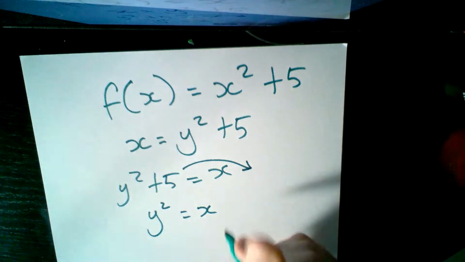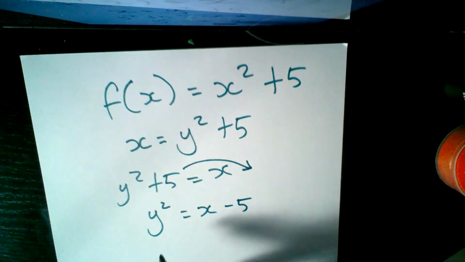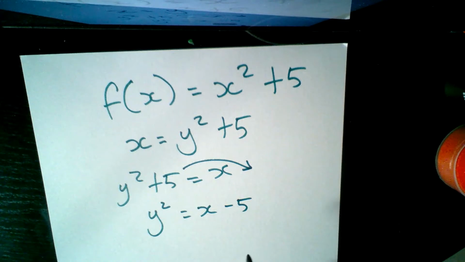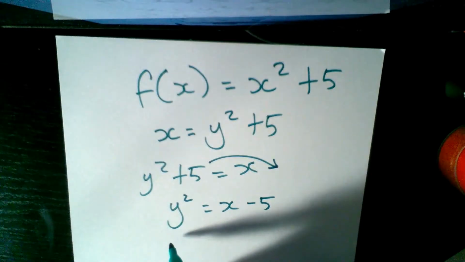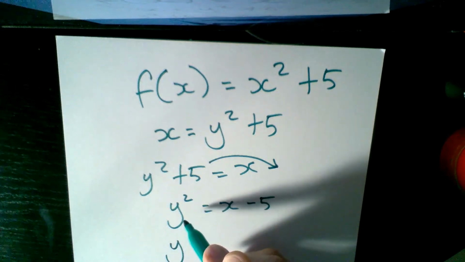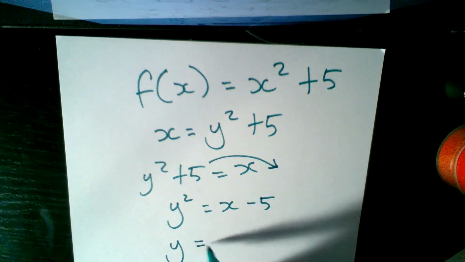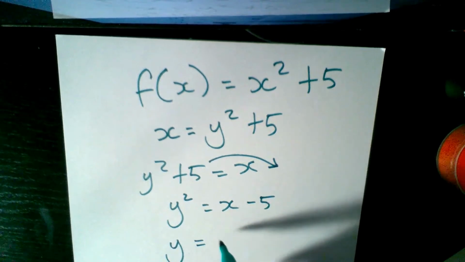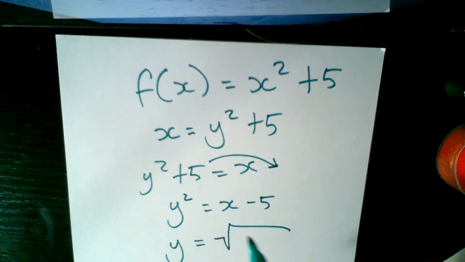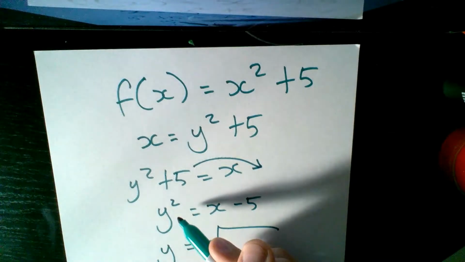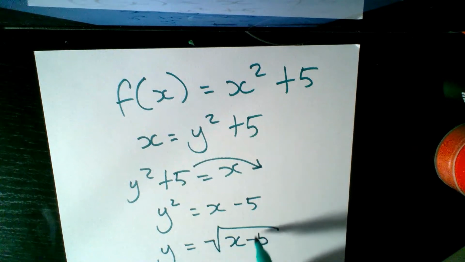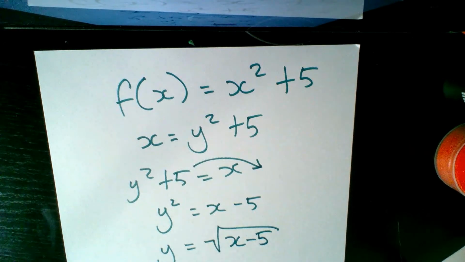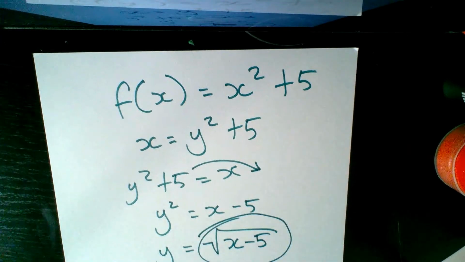We bring the 5 to this side, becomes minus 5. So now we have y squared equals x minus 5. But still we don't have y on its own. We need y on its own. So what we do to get y on its own is we square root the y squared, and so we will have to also square root the other side. Whatever we do to y, we do to the other side. So y squared becomes y, and x minus 5, we also square root it: the square root of x minus 5. Okay? So this is our inverse function.